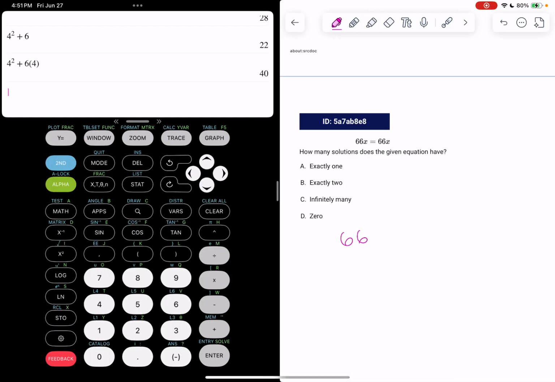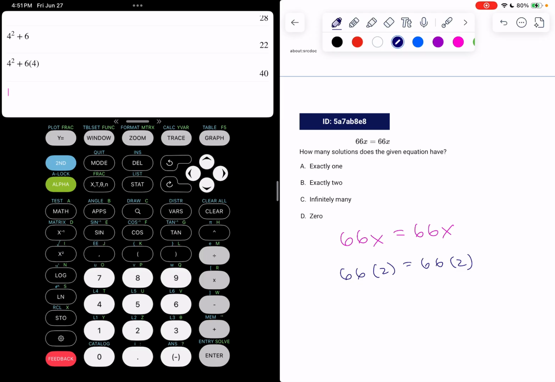We have 66x equals 66x. Maybe I'll plug in here because again, they're saying it might not matter. So let's pop in a 2. If I do 66 times 2 equals 66 times 2. Wait a minute, just looking at that with my eyeballs, I can tell you that's going to work. So 2 works. What if I put in a 3? Well, 3 works. That's at least 2 that work.